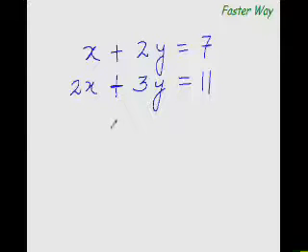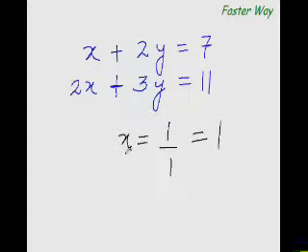Okay, so now let's solve this using the crisscross technique of solving equations. Again, to find the value of x, all you need to do is multiply this 2 with 11, and then subtract the product of this 3 and 7, isn't it? So 2 times 11 is 22, minus 3 times 7 is 21. 22 minus 21 is 1, isn't it? This is the numerator. What would the denominator be? 2 times 2 is 4, and 1 times 3 is 3. 4 minus 3 is 1. So x is 1 here.